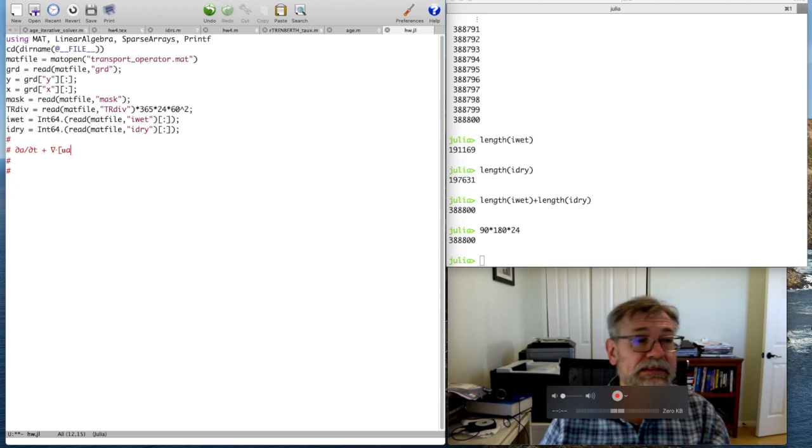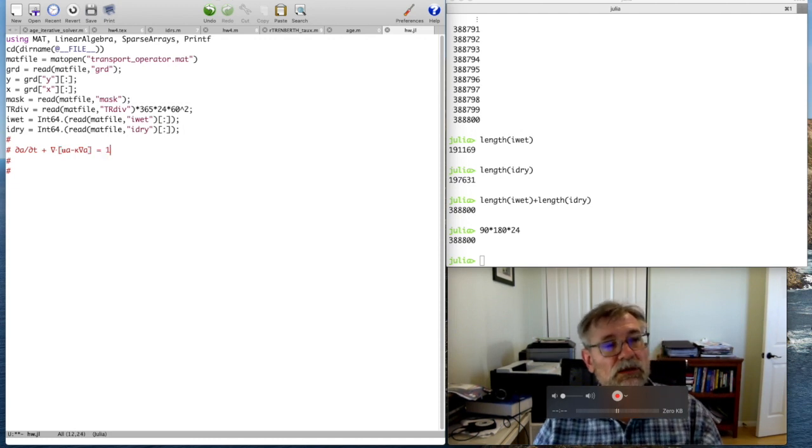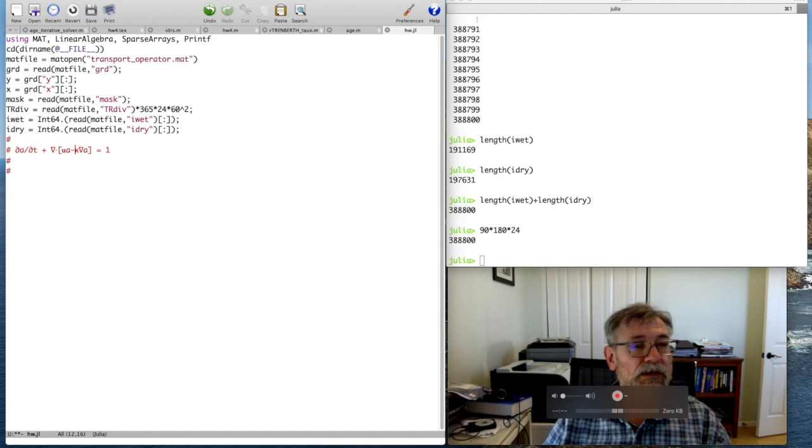and then I add the diffusive flux, which is minus the diffusivity times the gradient, so minus kappa, nabla of A, is equal to 1. So it tells us that the transport of the age is a conserved tracer with a source, and the source is 1 year per year. So every year we age at a rate of 1 year per year.